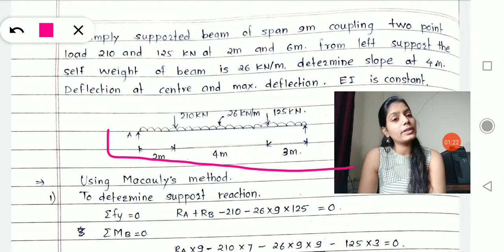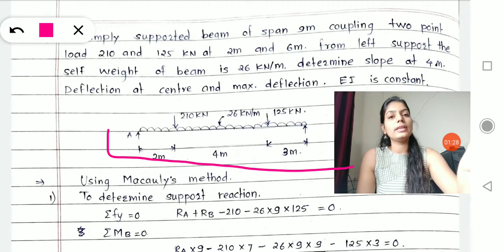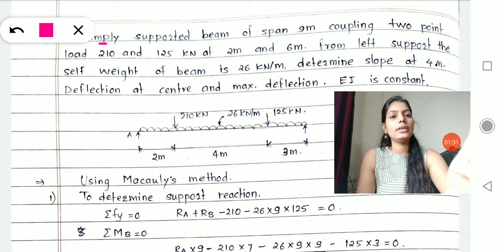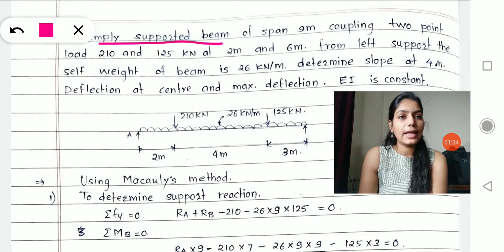Now let's discuss what we are asked to analyze in this problem. You can see here on the screen, a simply supported beam of span 9 meters carrying two point loads, 210 and 125 kilonewton, at 2 meters and 6 meters from the left support. The self weight of the beam is 26 kilonewton per meter. Determine the slope at 4 meters, the deflection at the center, and the maximum deflection as well. EI is constant.